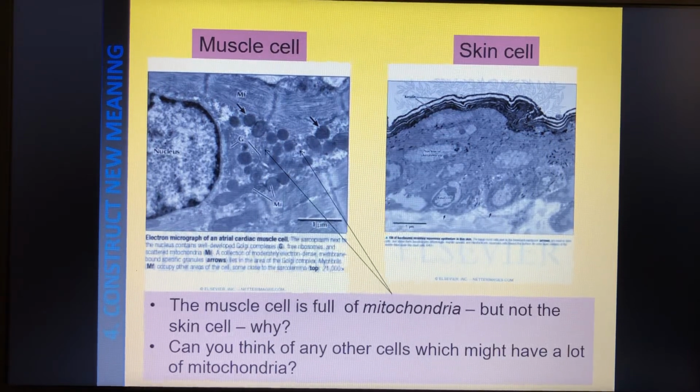Can you think of other cells that might have a lot of mitochondria? Sperm cells, we learned about those in B1. They've got a lot of swimming to do, so they have lots of mitochondria, releasing that energy for movement. If you need extra time, pause now.